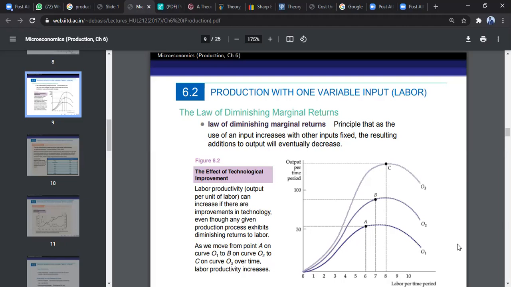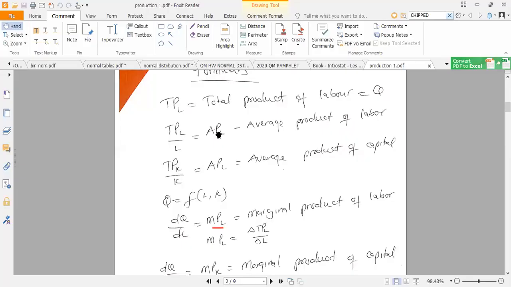Now let me take you into some arithmetic relating to the formulas. I've said the total product of labor, or the total product, is denoted by the letter Q. Anything divided by the labor units or the input units is called average. So Q over L, the total product of labor over L, is called the average product of labor. Total product of capital divided by capital is called the average product of capital.